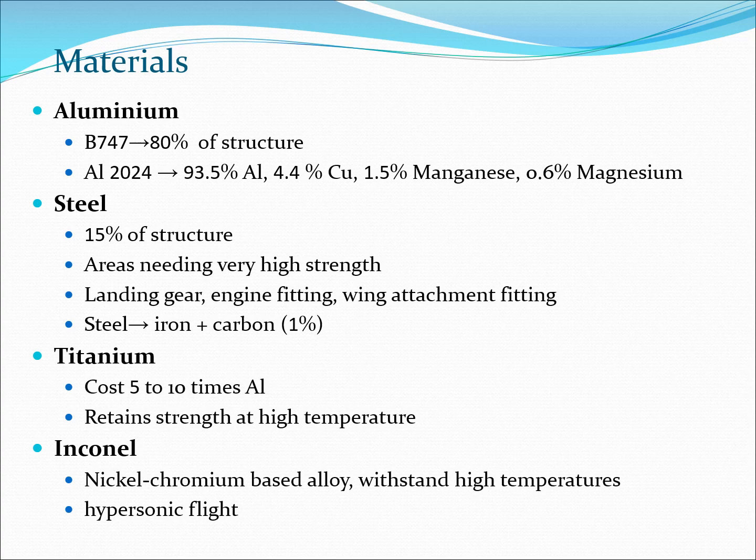Now, some of the parts are designed by steel, and this is about 15% of the structure. And these are the parts where high strength is required. So, steel has very good properties in terms of strength. For example, the landing gear, the engine fitting, the wing attachment fitting, and so on, these are coming from steel. And steel is also an alloy, it's built of iron and carbon.